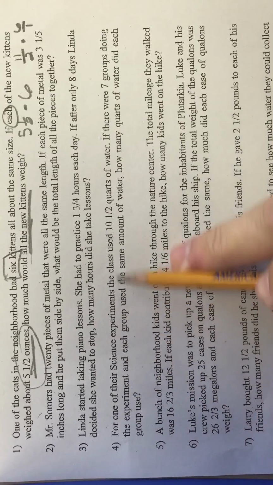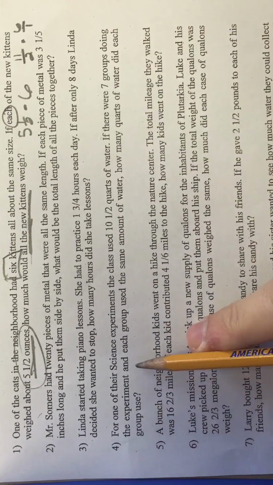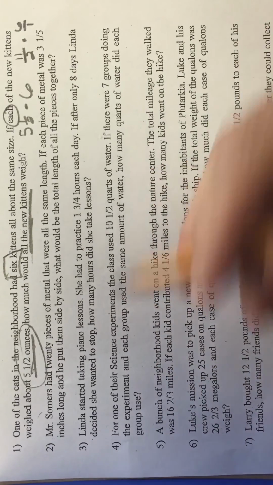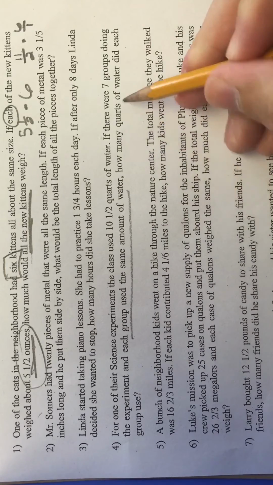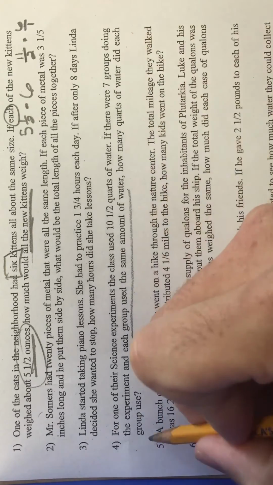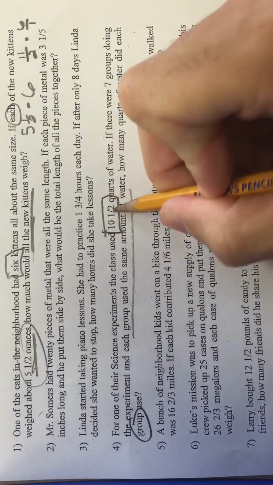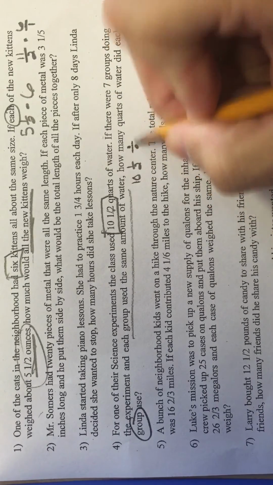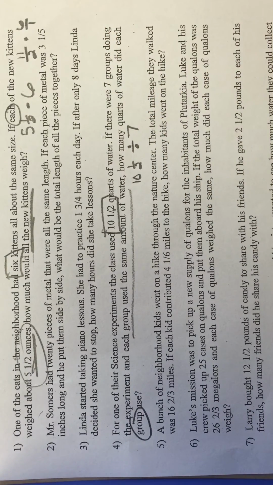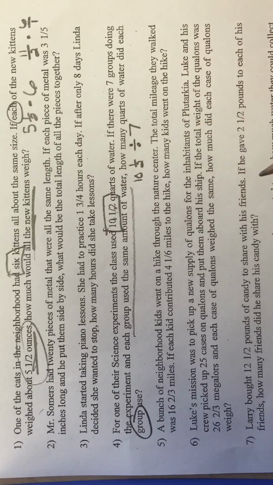For one of the science experiments, the class used 10.5 quarts of water. If there are 7 groups doing the experiment and each group used the same amount, again, key right here, each group used the same amount. How many quarts of water did each group use? So now I'm looking, well, if together they use 10.5 quarts, and I want to know how many quarts at each group, I'm going to divide this. So now I know that is the total, I want to know individually each group.